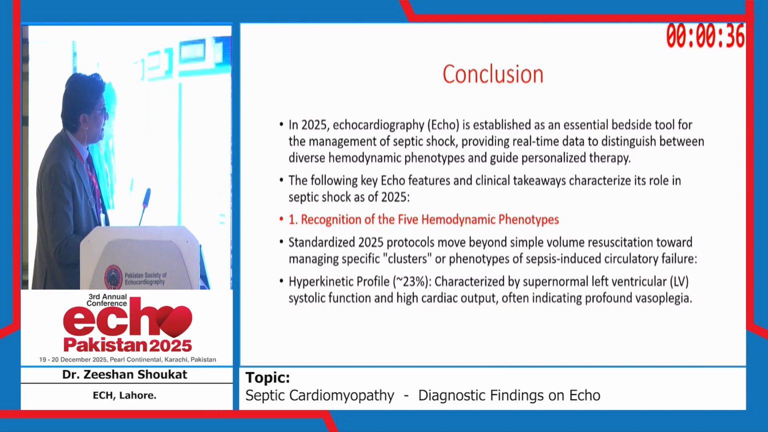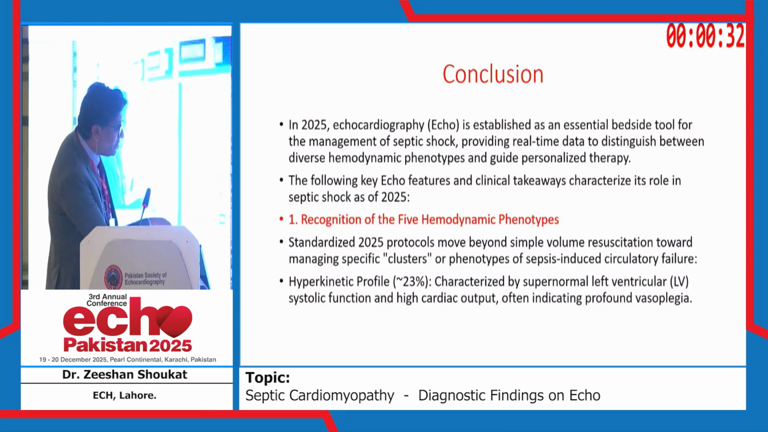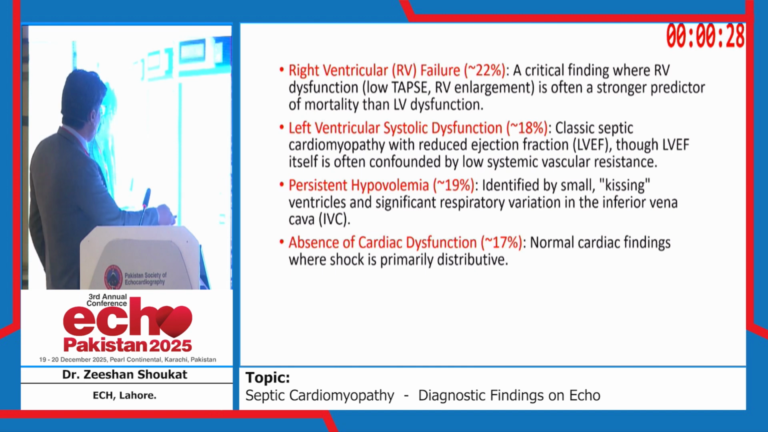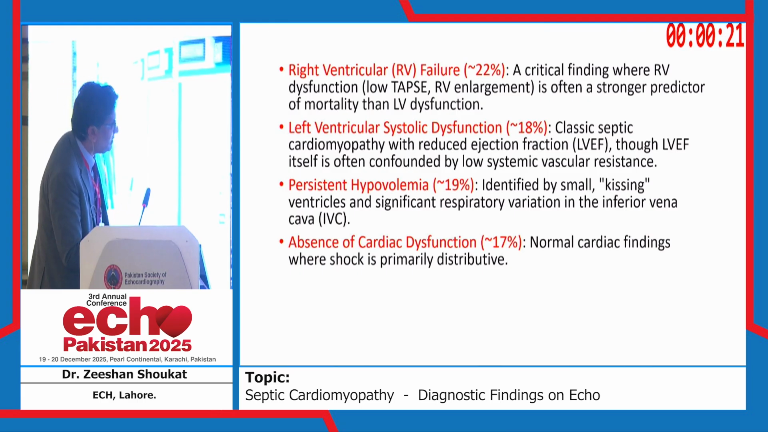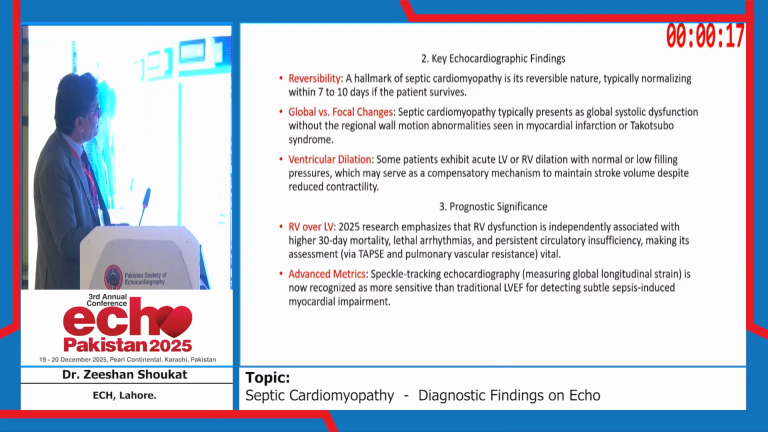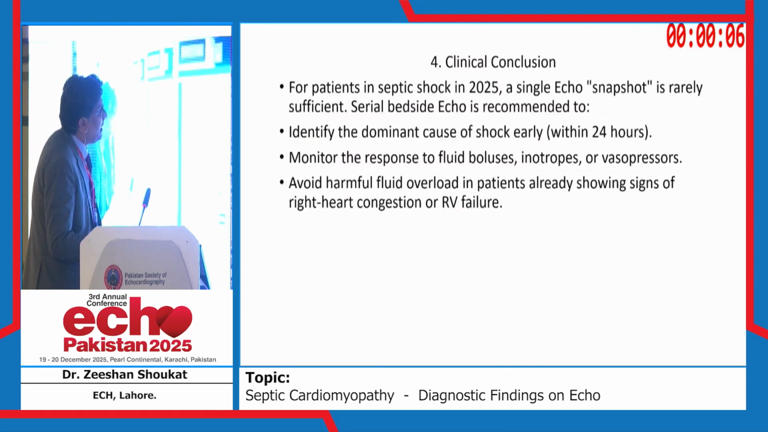So my conclusion is recognition of the five hemodynamic responses. You can see the hyperkinetic profile, 23%, characterized by supernormal LV. You can see right ventricular failure, a critical finding of right dysfunction, LV systolic dysfunction, persistent hypovolemia, absence of cardiac dysfunction. And there is some reversibility, because typically in septic cardiomyopathy there is a global dysfunction rather than focal changes, segmental wall changes, or ventricular dilatation. So, advanced metrics.